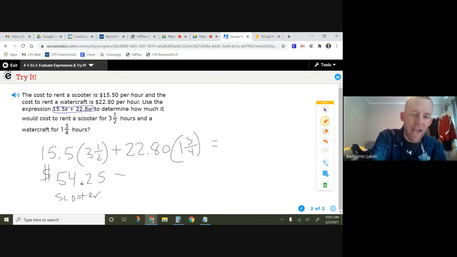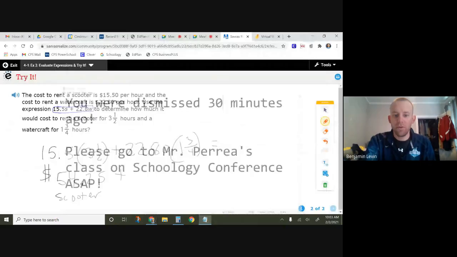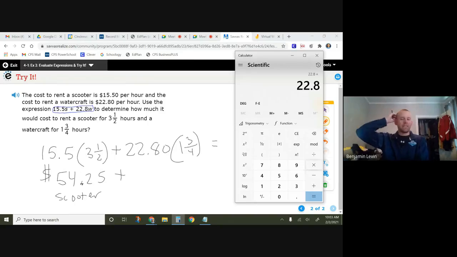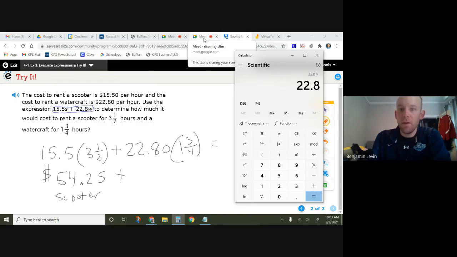Right? We're going to have to add that to the price to rent the boat. My bad. $22.80 or $22.8 times 1 3/4. We know 3/4 is 0.75, right? Just like 3/4 in change is 75 cents. If you punch in 3 divided by 4, you're going to get 0.75. So, 1 3/4.